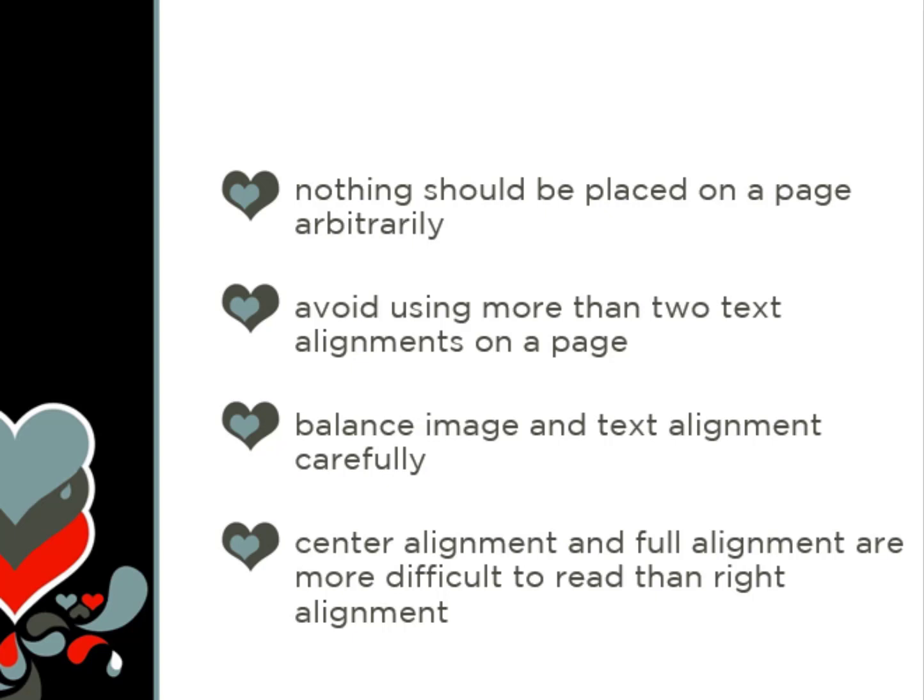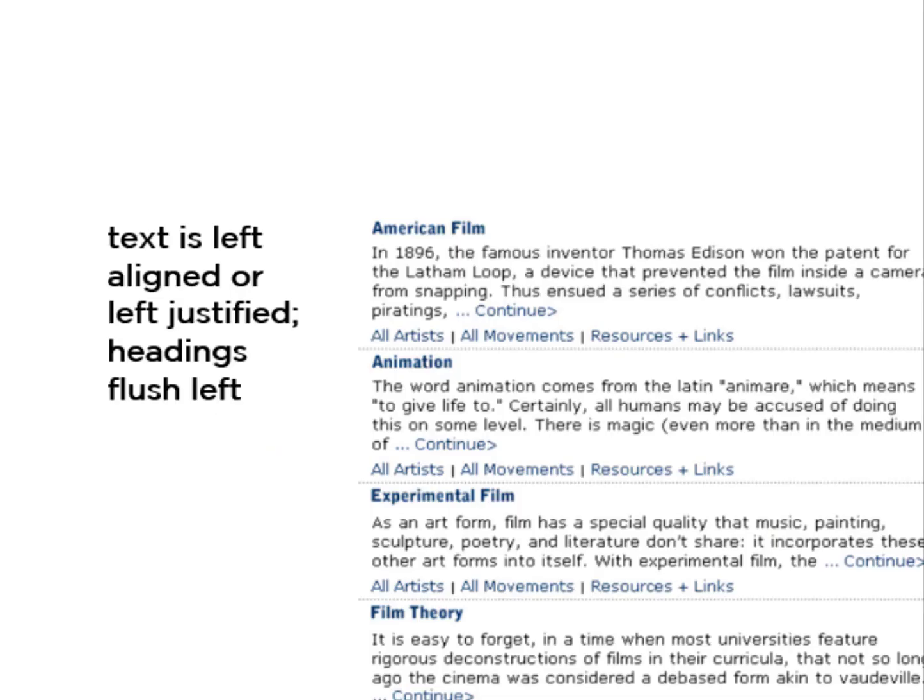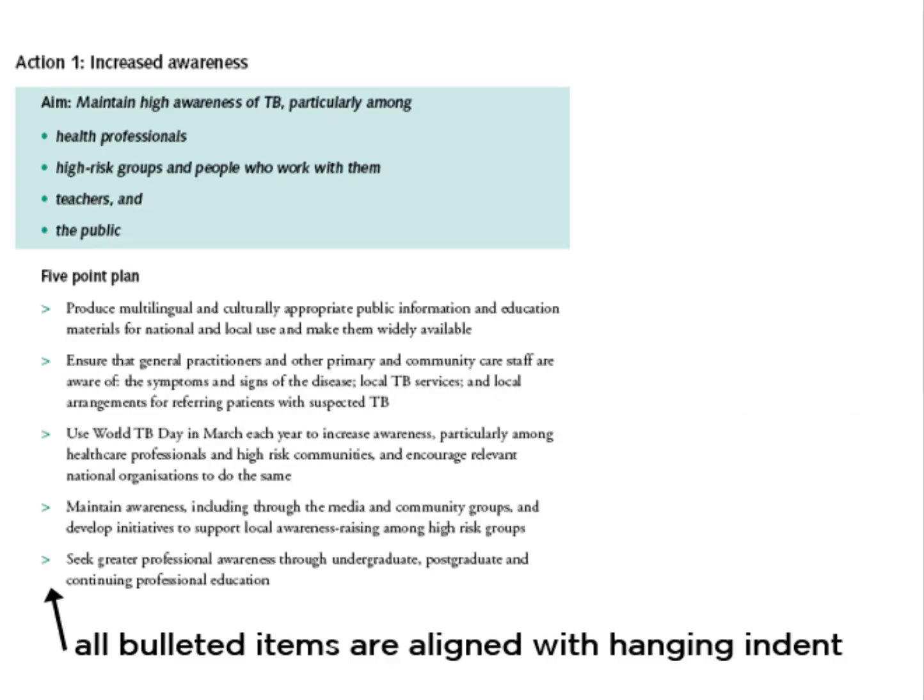You want to balance image and text alignment carefully. And remember, center and full alignment are more difficult on the eye. They're harder to read. In this example, we see the text is left justified, ragged right, with heading set flush left. In this example, the bulleted items are aligned with a hanging indent.